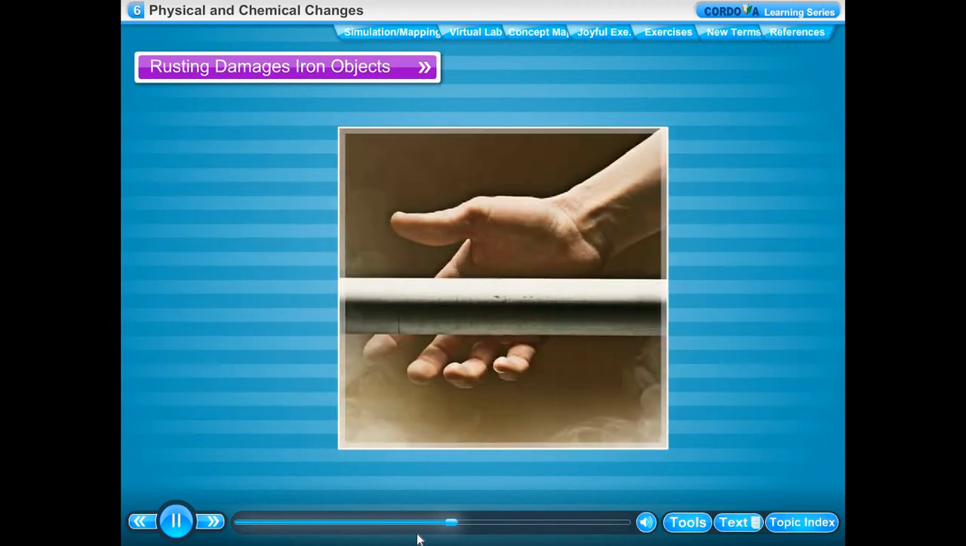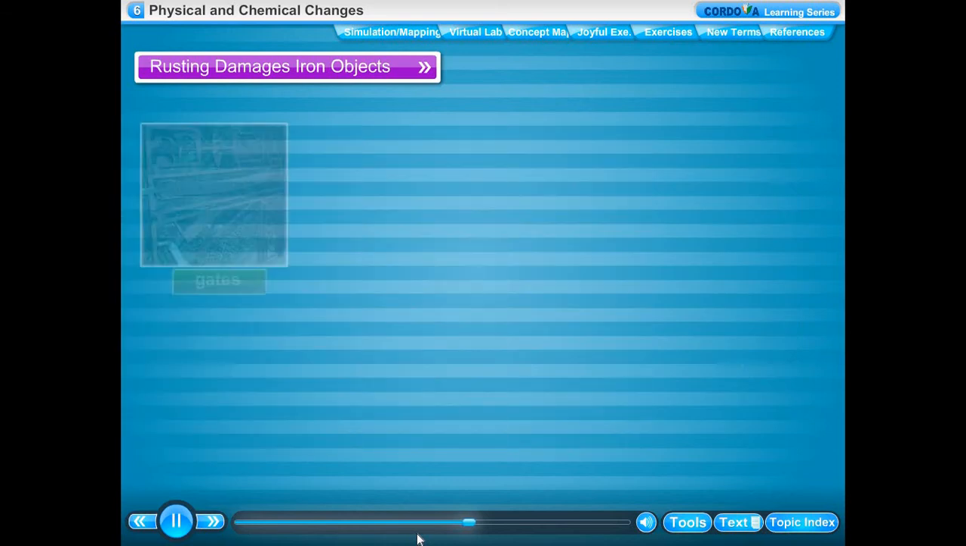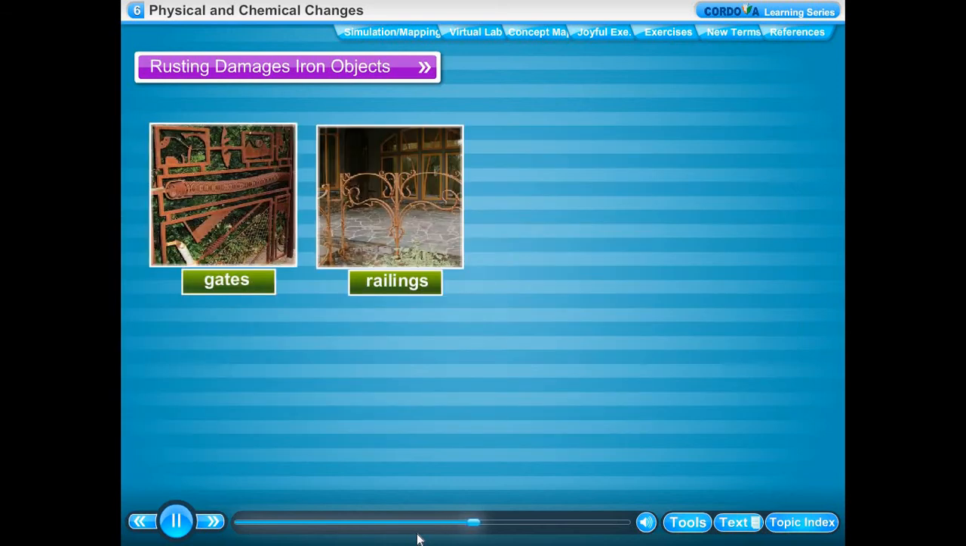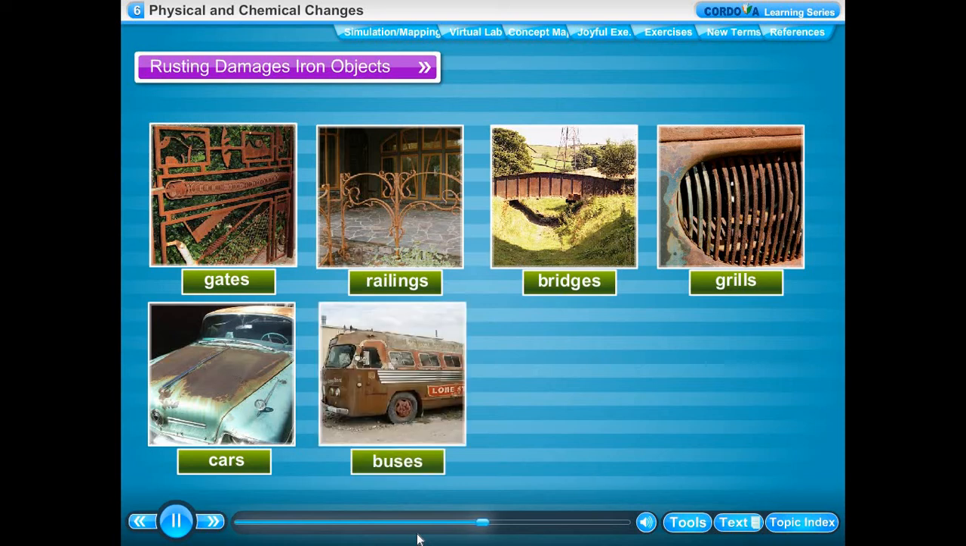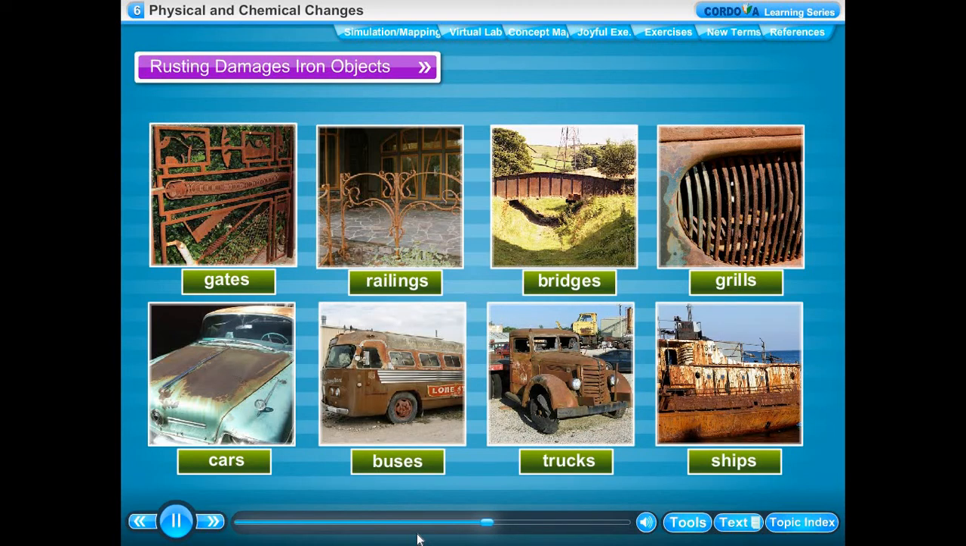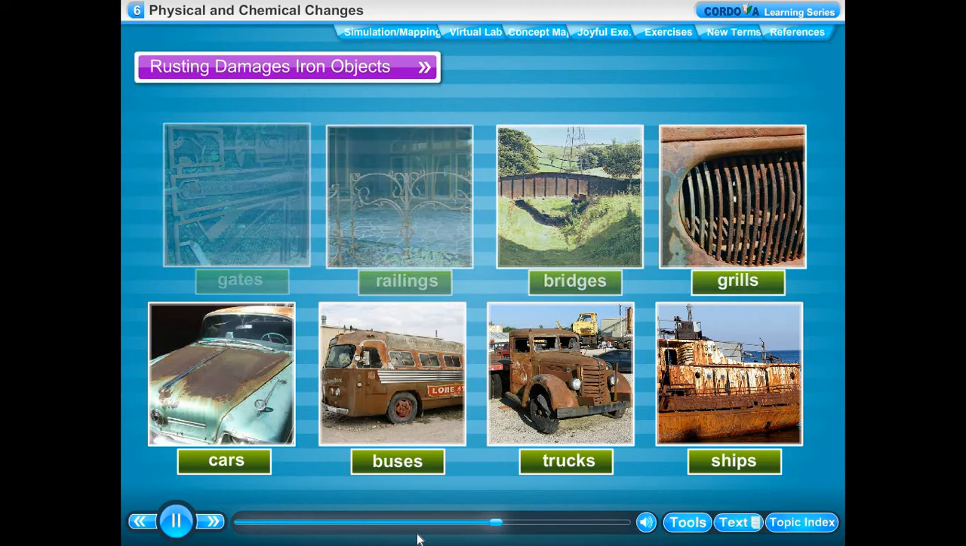Iron is the cheapest and most easily available metal. Iron is extensively used in our day-to-day life in making large number of objects such as gates, railings, bridges, grills and bodies of cars, buses, trucks, ships, etc. Rusting causes a great deal of loss and damage.